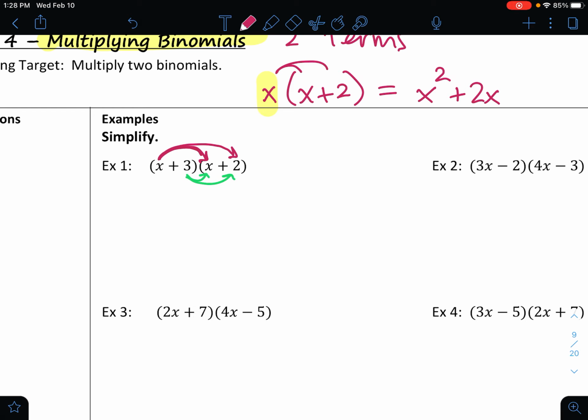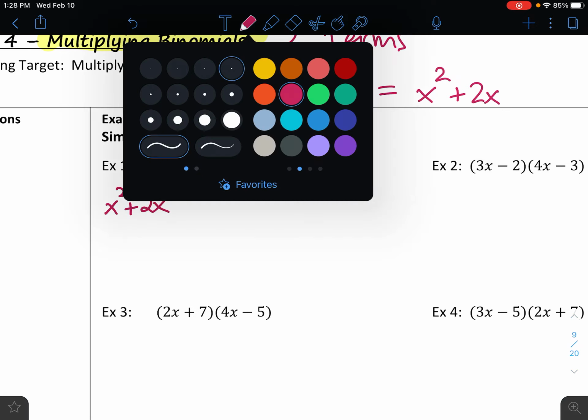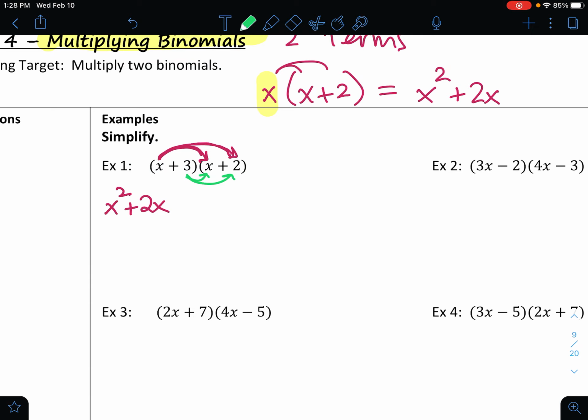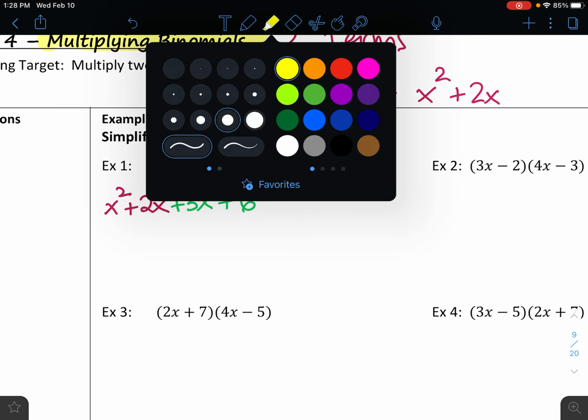So let's take x times x. X times x is x squared. X times 2 is 2x, and it's positive, so I'm going to write plus 2x. Now for the green ones, 3 times x is positive 3x. 3 times 2 is 6. Now, when I look at that, I see 4 terms. But I do have a set of like terms. Let me highlight for you.